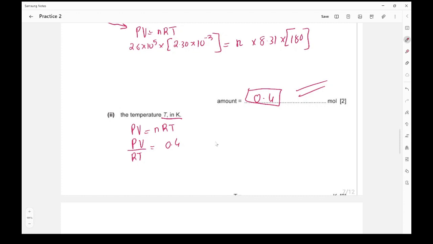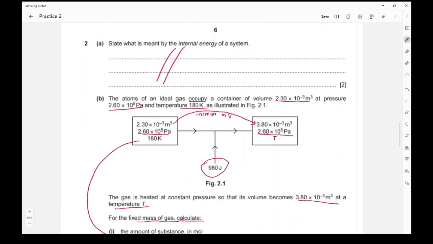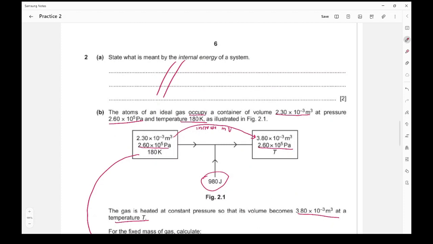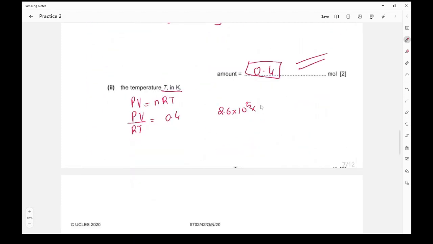So the pressure remains unchanged. I'm just going to be copying the pressure over here, which is actually 2.6 into 10 raised to power 5. Multiplied by the new volume, I have to scroll all the way up. So 3.8 into 10 raised to power minus 3. So this is actually 3.8 into 10 raised to power minus 3. And this is then divided by 8.31, multiplied by the thermodynamic temperature. That is our main target.